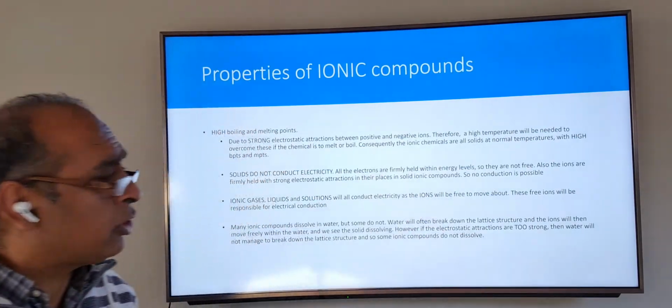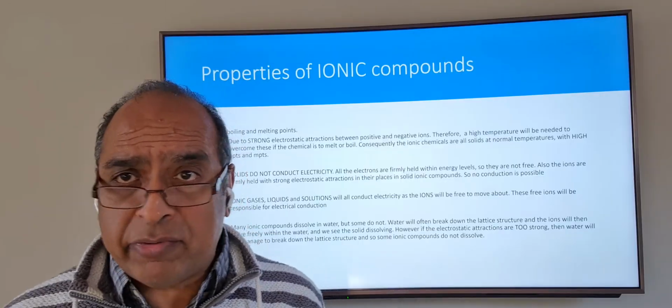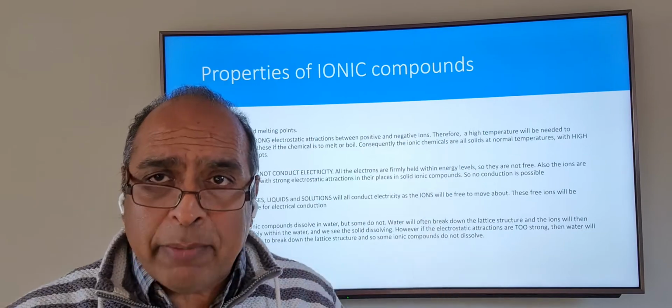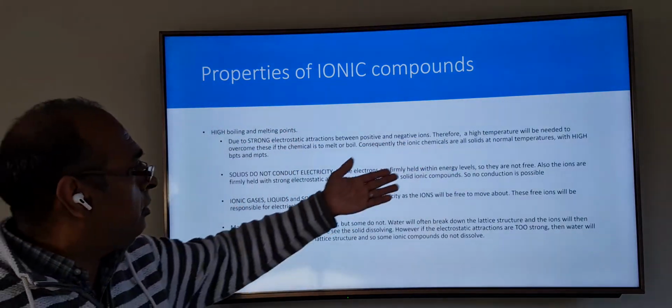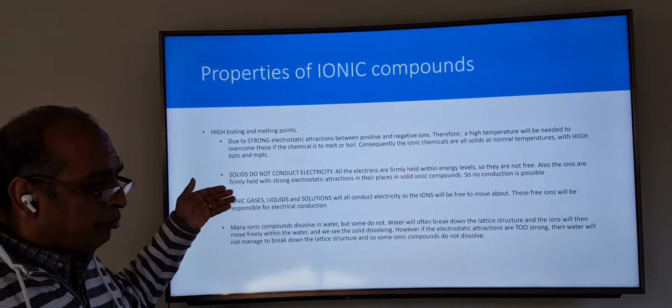Consequently, ionic chemicals are all solids. They're all solids because normal room temperature is not enough to melt them. You need high temperatures to melt them. You need high temperatures to boil them because they've got high melting and boiling temperatures. So they've got high boiling points, melting points.